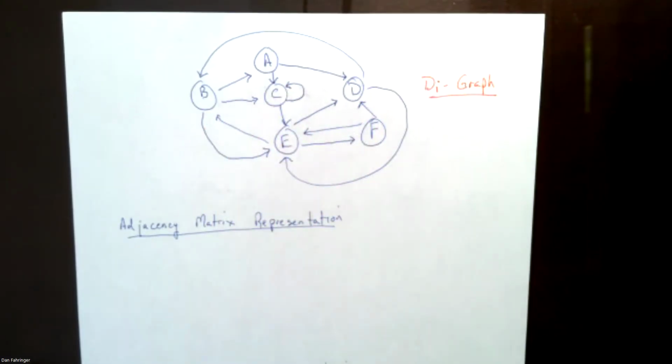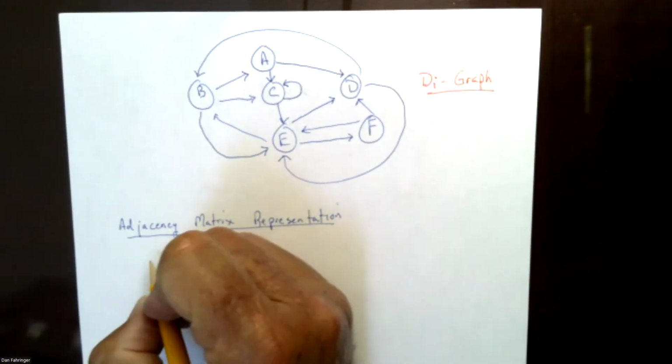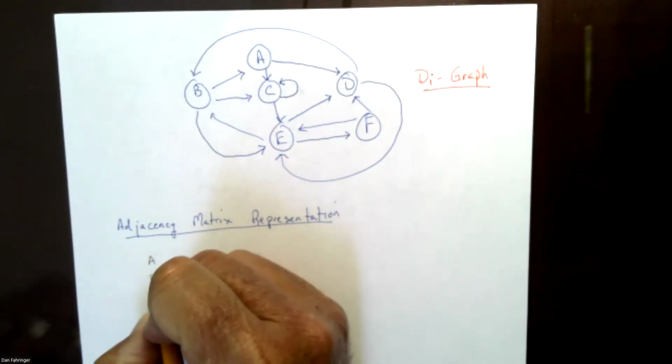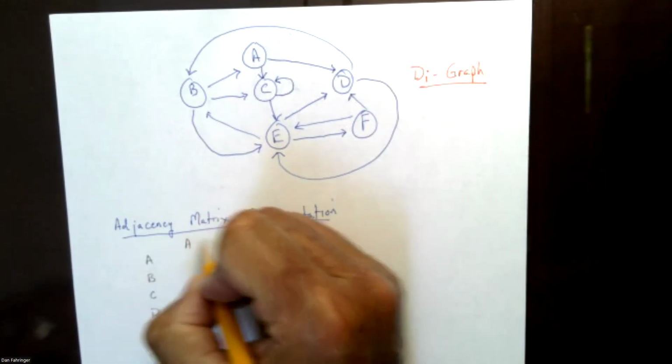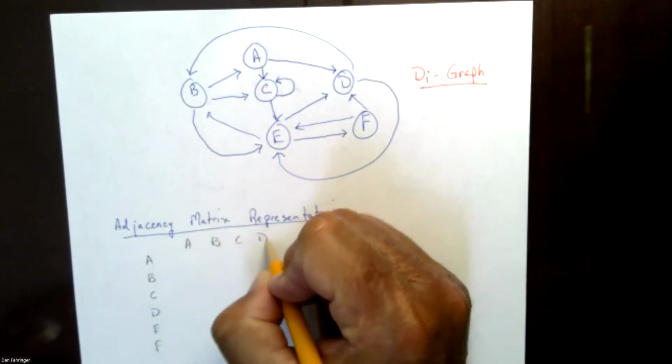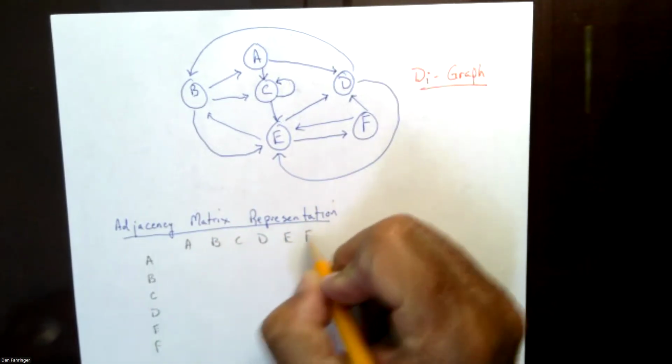1, 2, 3, 4, 5. No, we're going to have to go six. We need A, B, C, D, up through F, and then A, B, C, D, E, and F. Goodness gracious, why'd you make up such a big one?